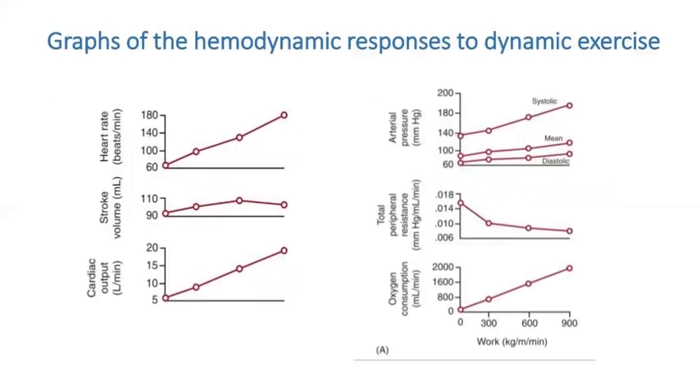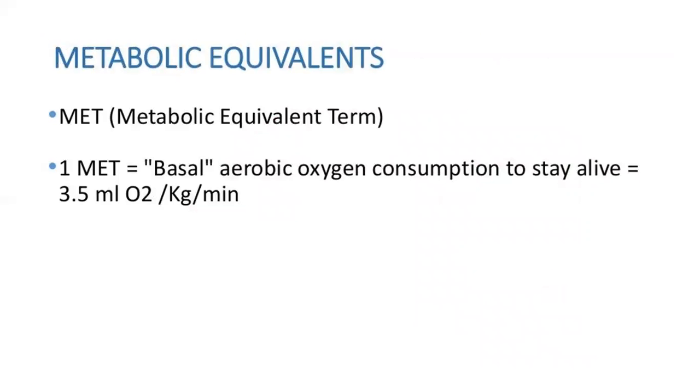These are the graphs of the hemodynamic responses to dynamic exercise. Here you can have a look at the graph of heart rate, stroke volume, cardiac output, arterial pressure, total peripheral resistance, and oxygen consumption. Here is the metabolic equivalent, MET, known as metabolic equivalent term. 1 MET is equal to basal aerobic oxygen consumption to stay alive, which is equal to 3.5 ml oxygen per kg per minute.